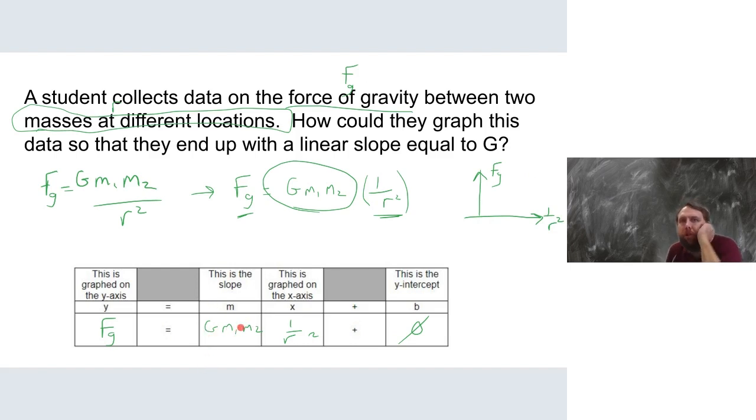But what if you wanted your slope to be G? Well, that can be done as well. You just take m1 m2 and graph it with your axis over here. So if I graph force of gravity versus m1 times m2 over r squared, then my slope is G. So I can sort of modify or move things around depending on what I want. And yes, you do have to make a calculated column of m1 m2 over r squared. Okay, so you're going to have to calculate that to get those data points to graph it linearly.